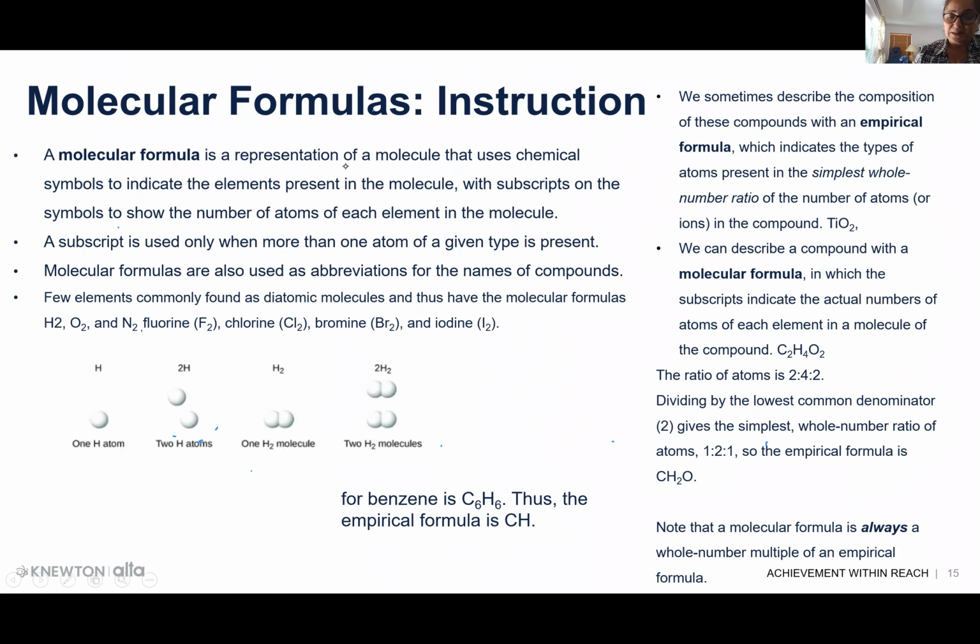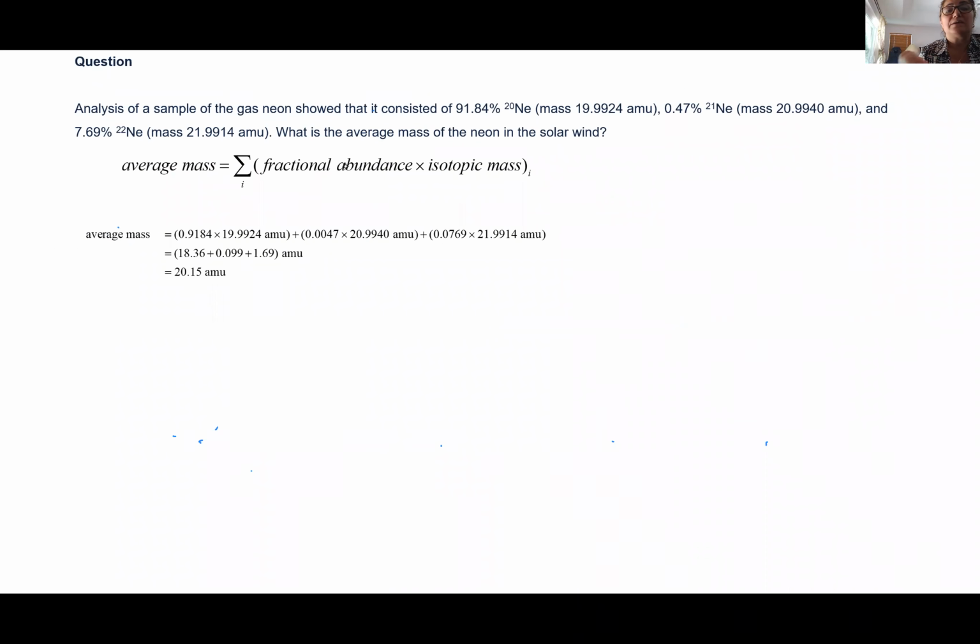That means that is going to give me the decimal representation of that number in the percentage value. So when you say fractional abundance, that means 91% is going to change to a divide by 100. So you get 0.9184% of the mass of neon 20, and the mass of neon 20 is given here.